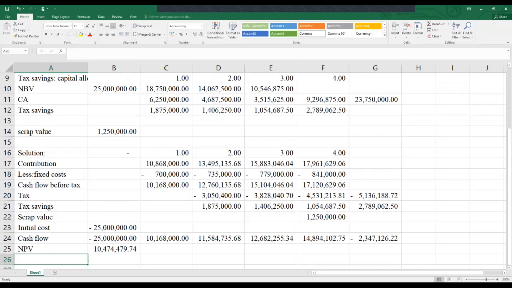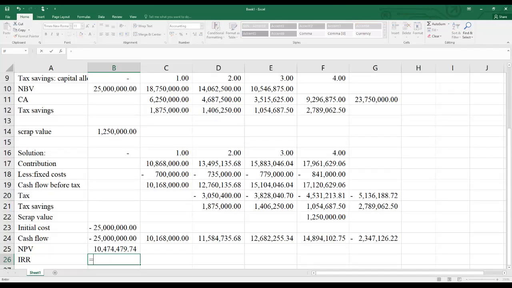Clear, Brenda? Yes, it's clear. What if you're being asked to get IRR? Okay, the same process, IRR. What if? It is a what if. You're not being asked here this question. What if? It will be equal to equals IRR.